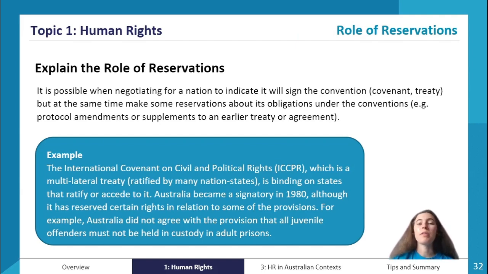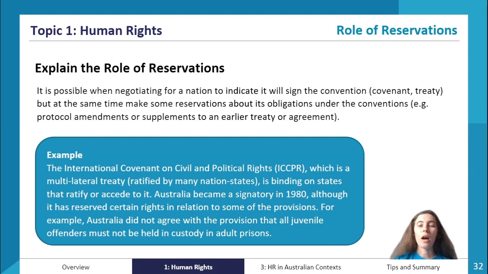So the role of reservations. Now, this is important for what we were just touching on. So when you are negotiating as a nation for a nation to indicate it will sign the convention or covenant or treaty, you may also make some reservations. So just like in your everyday life, you may be saying that you're interested in something, but you do have some things that you're not so sure about, and you want to discuss them further and negotiate them.